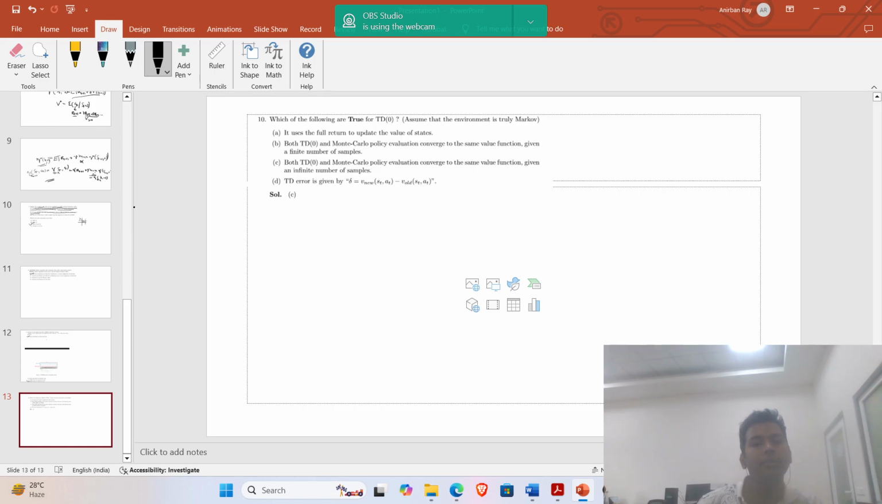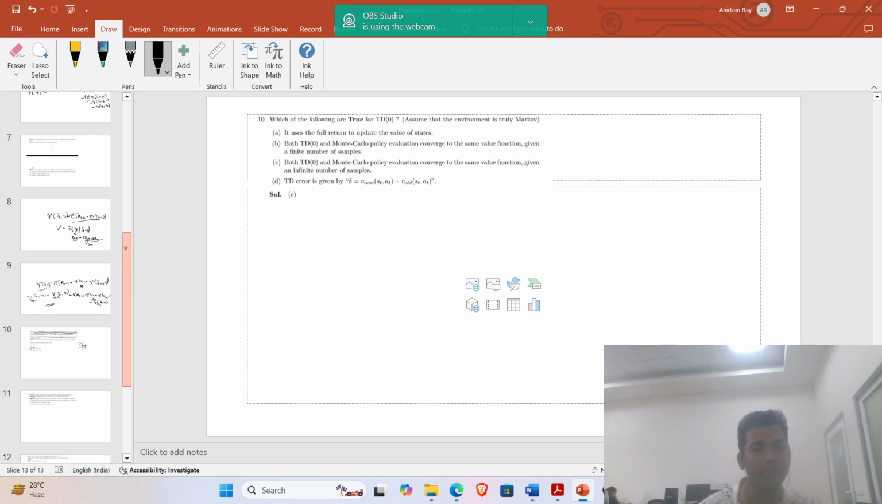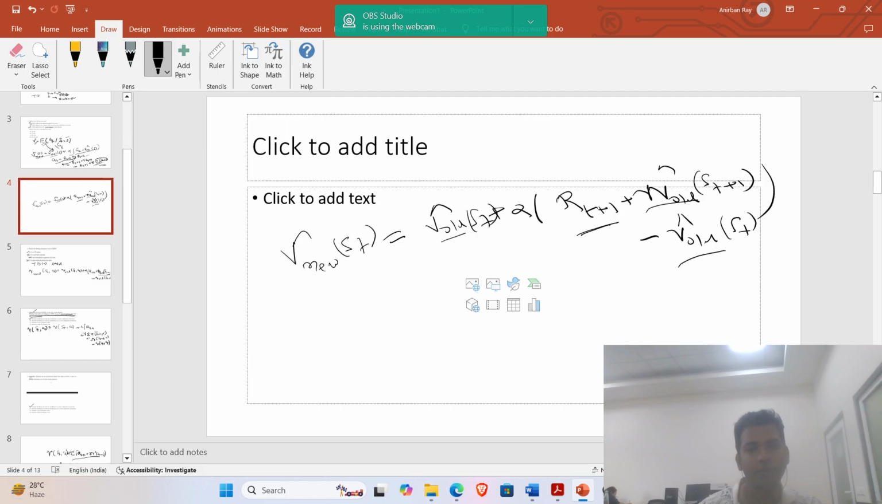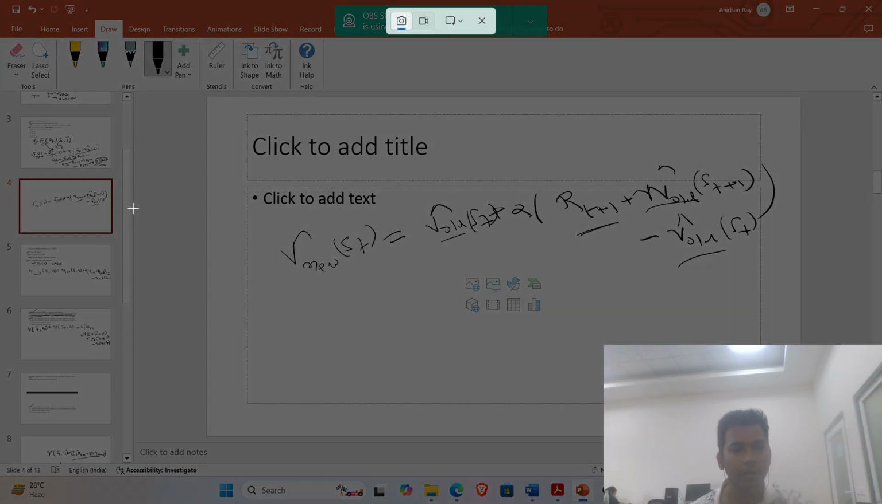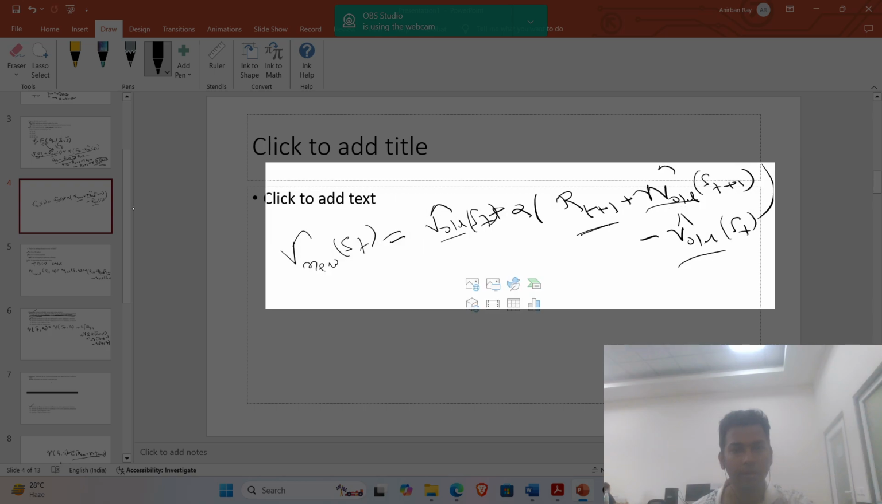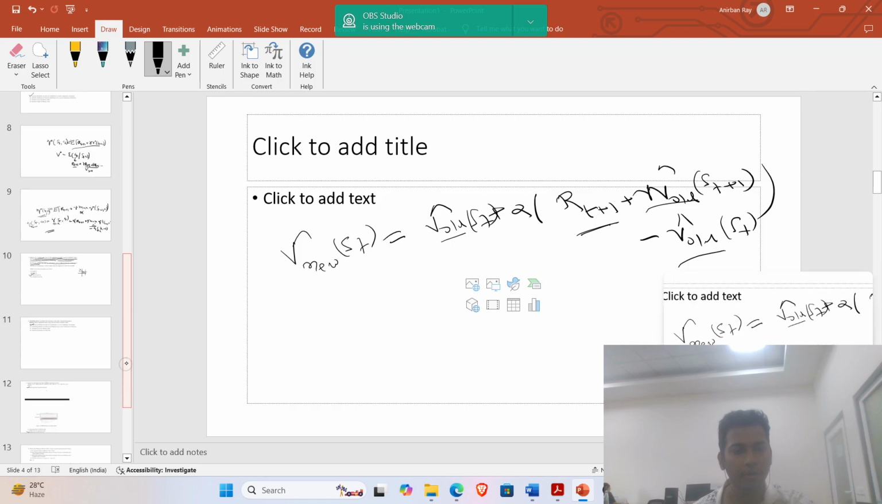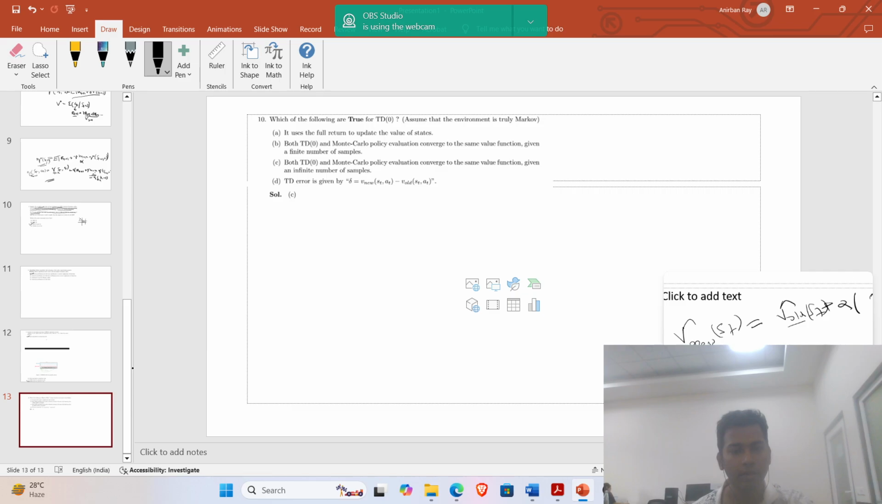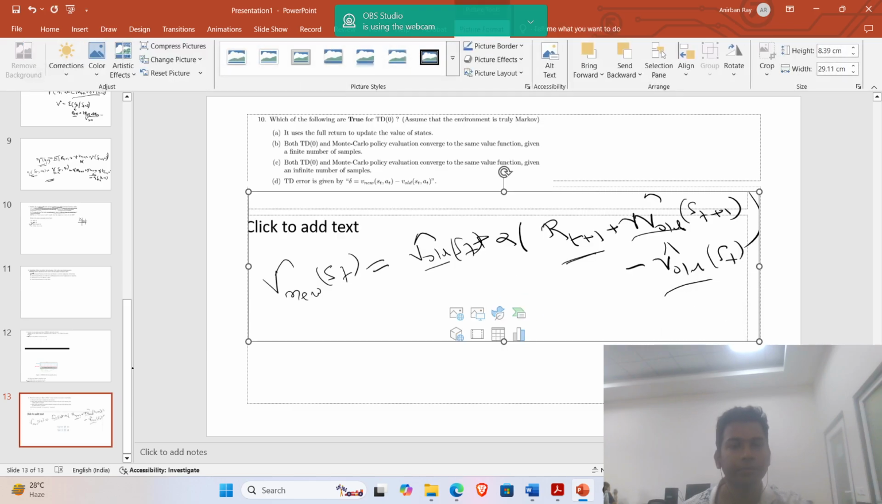It uses the full return to update the values of the states. So let's bring out the TD0 algorithm where we have written here. This is the one. Okay, so this is your TD0 algorithm written below. It uses the full return to update the value of the state. Does it use the full return? No.